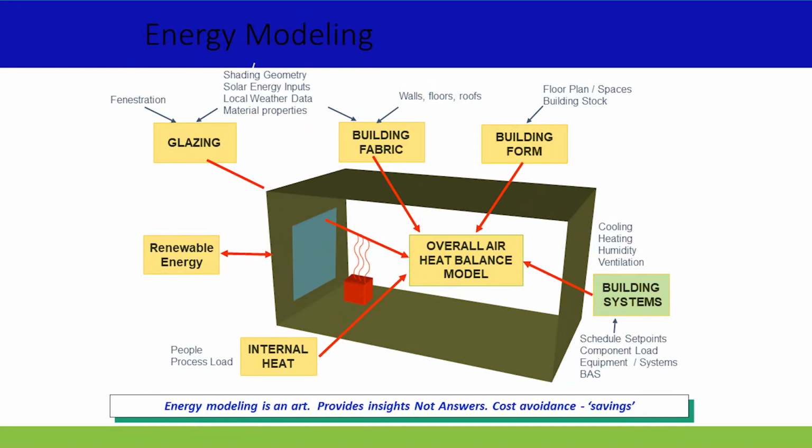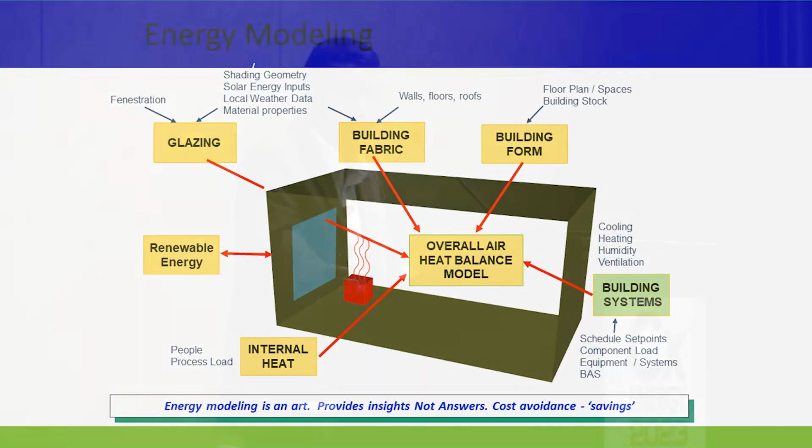So we have the building loads, we have the process internal loads, and then on the far right, we have the building systems, which is what does the cooling, heating, humidification, and ventilation, which is comfort engineering. And that's based on set points, component load, equipment, and systems. On the far left, we see renewable energy. So all of this comes together into an overall heat balance and air balance. That way we get the heat balance, the pressure balance, and all of those types of things. And that's what the model does, it goes back and puts together the energy consumption.